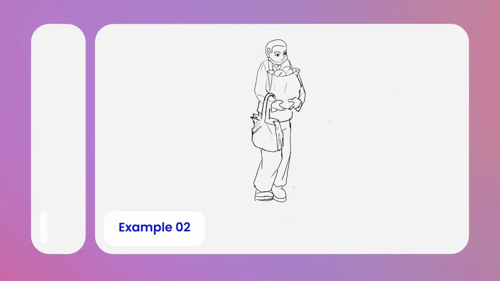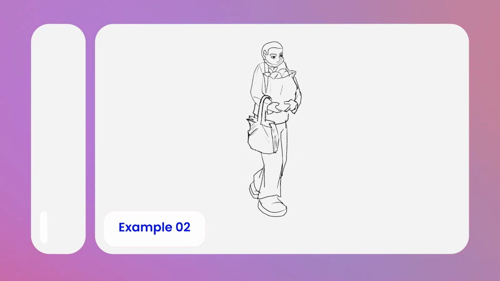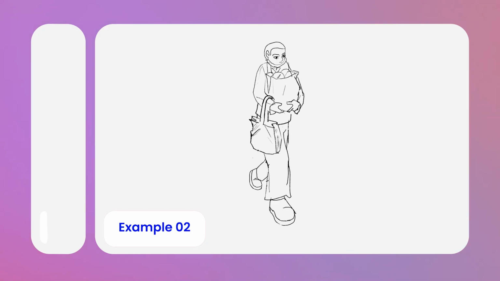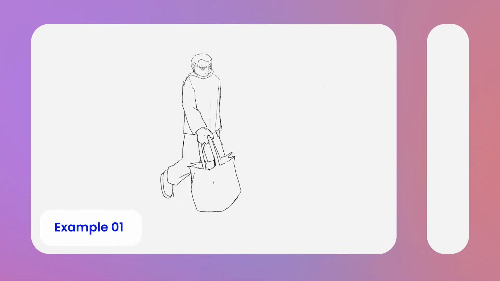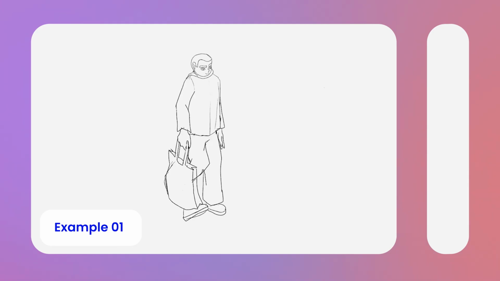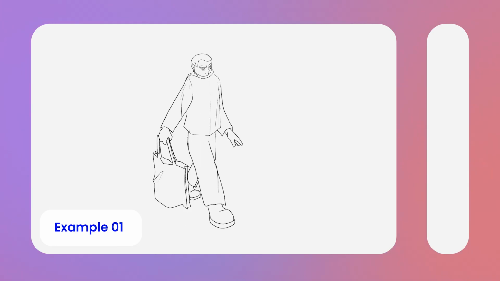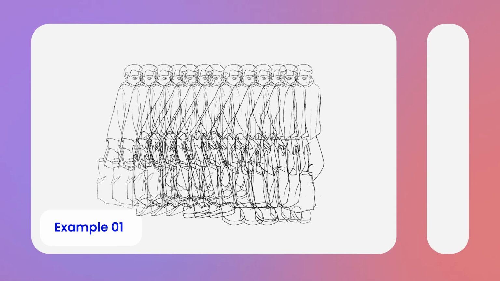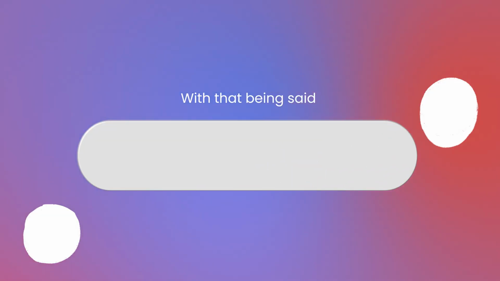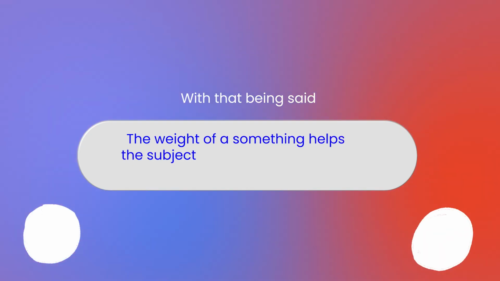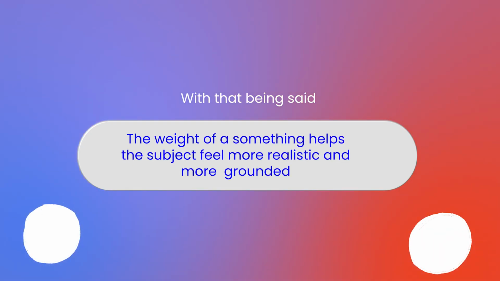It creates slow movement, which means you either have to animate more frames to achieve this slow movement or to hold the frames. And the character you're seeing on the left holding the lightweight will be drawn in less frames, meaning he will move faster. Instead of having 24 frames per second, we might have 6 to convey his fast movement. With that being said, the weight of something helps your subject feel more realistic and more grounded.